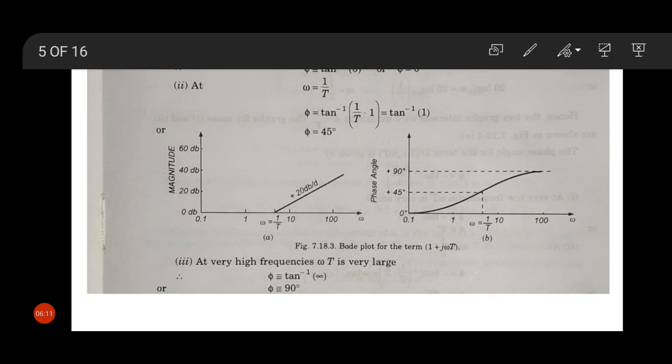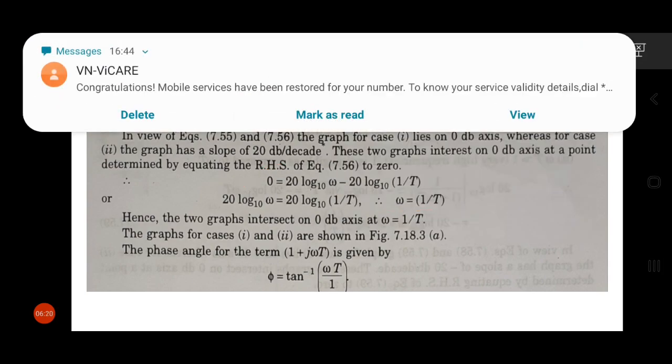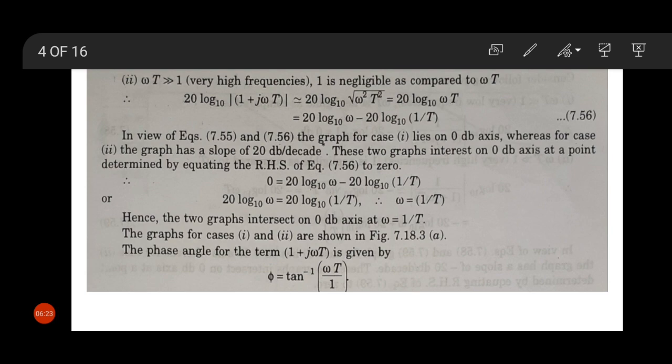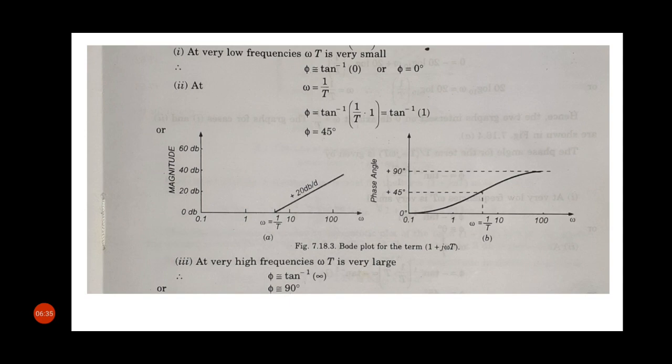Okay, now see the phase plot. The phase angle for the term 1 plus j omega t is given by phi equal to tan inverse of omega t by 1. Okay, now see, at very low frequencies, that means when omega t is very small, in that case phi equals 0 degrees. And in the second case, if omega equals 1 by t, in that case phi equals 45 degrees.